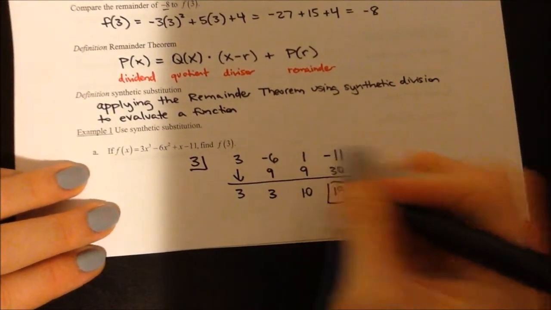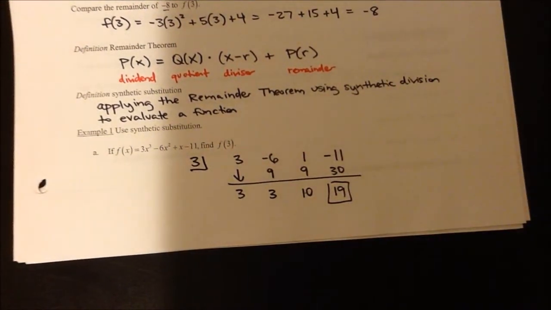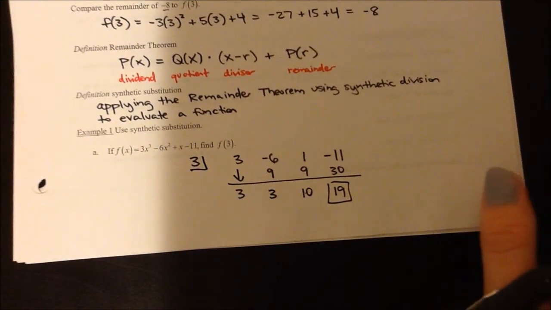So that's my answer. Whatever the remainder is, that last digit, that's f of 3. And you could always double check, like plugging it into the calculator and simplifying it down. But of course, we are pretending just for fun that we don't have our calculator. Let's do another one.